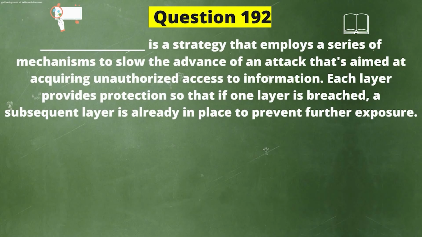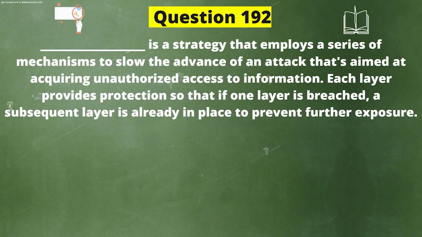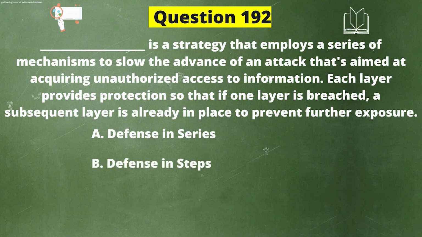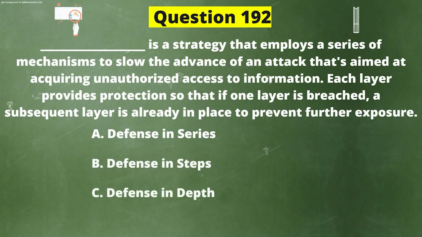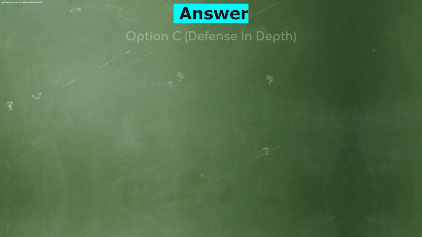Next question. Dash is a strategy that employs a series of mechanisms to slow the advance of an attack that's aimed at acquiring unauthorized access to information. Each layer provides protection so that if one layer is breached, a subsequent layer is already in place to prevent further exposure. And the options are A. Defense in series, B. Defense in steps, C. Defense in depth, D. Defense in layers. And the correct answer is option C.